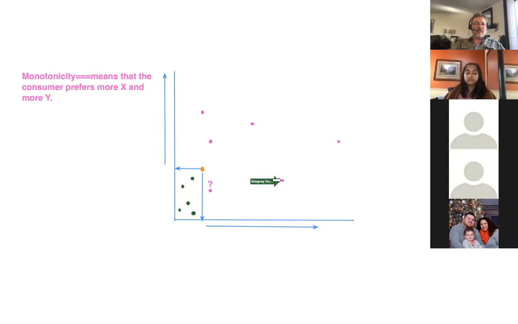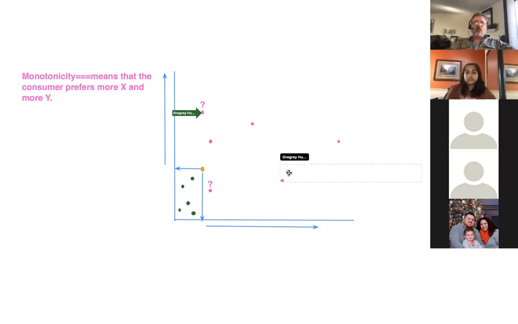So like this one wouldn't be ranked either. It's got less Y and more X. And this one actually has a little bit less X and more Y. So this one wouldn't be ranked by monotonicity either. So I'm going to go ahead and put another question mark here, there, and I'll put a question mark here. And the question mark just means that monotonicity isn't sufficient.